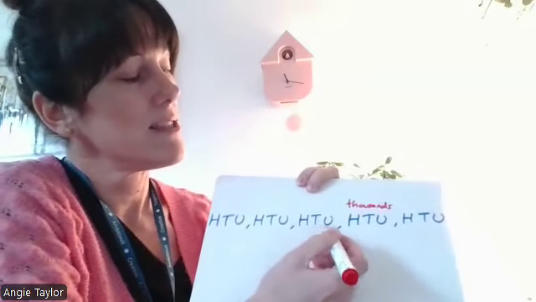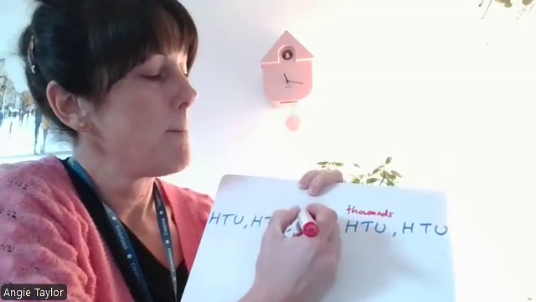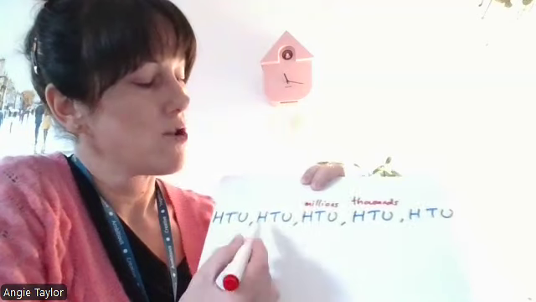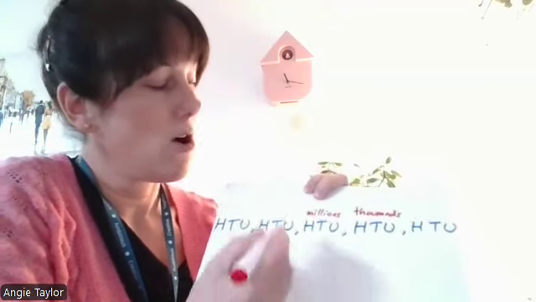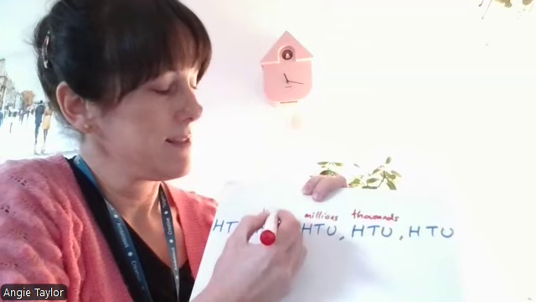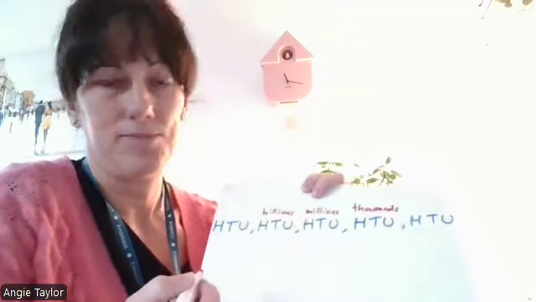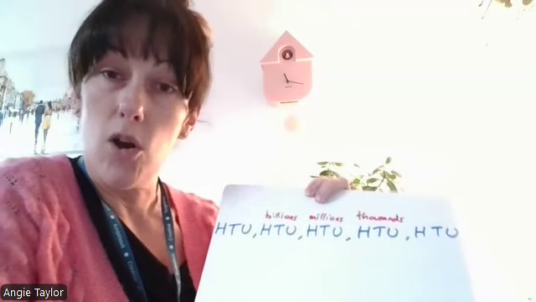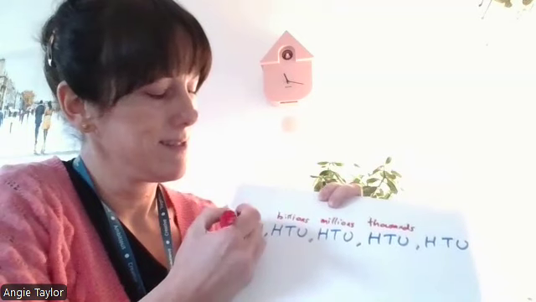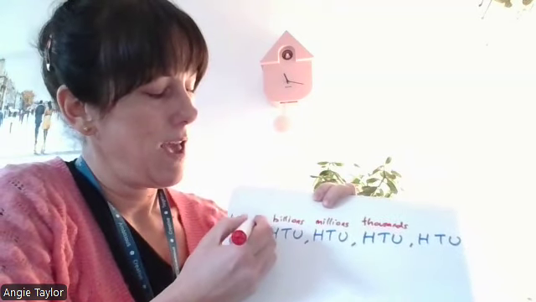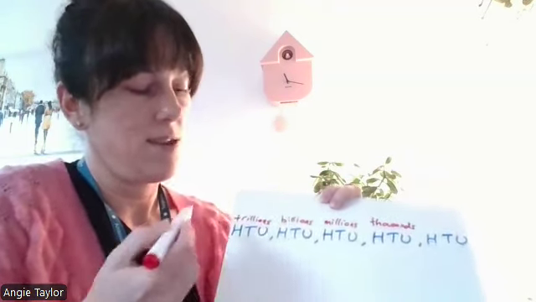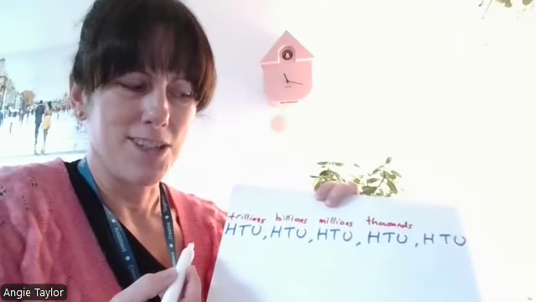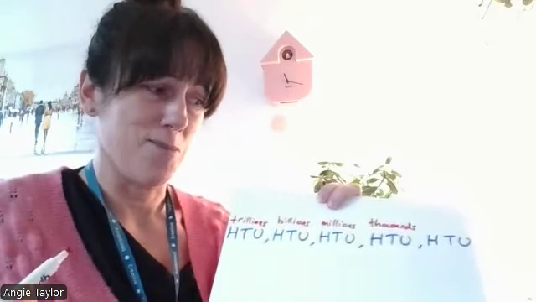Next, we've got hundreds, tens, and units of millions. And then we've got hundreds, tens, and units of billions. Getting big now. Next comes hundreds, tens, and units of trillions. And next, I think we'd have hundreds, tens, and units of quadrillions. You're going to need Google to go any bigger than that because I can't remember.